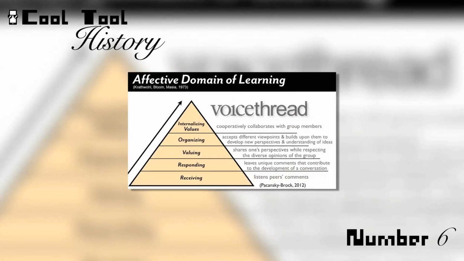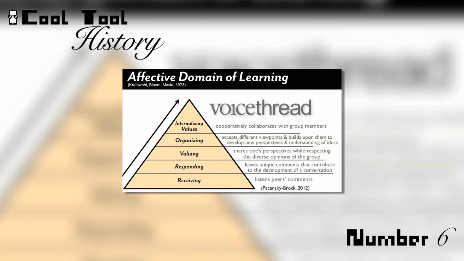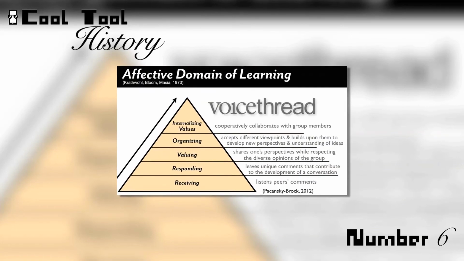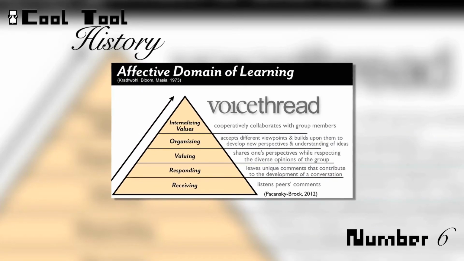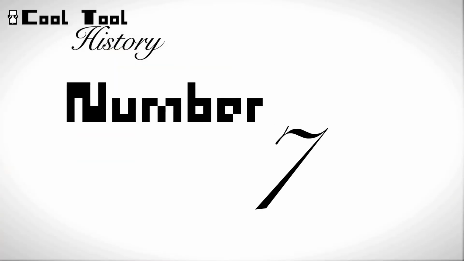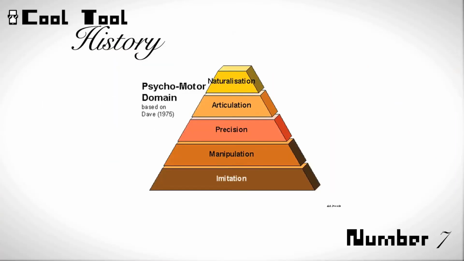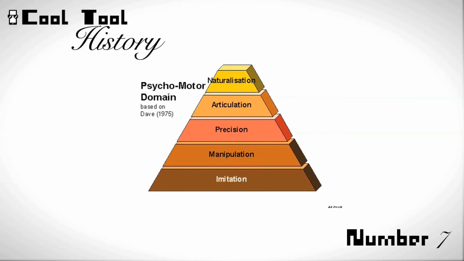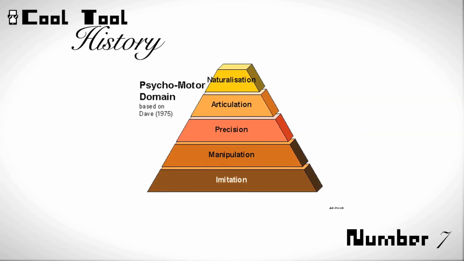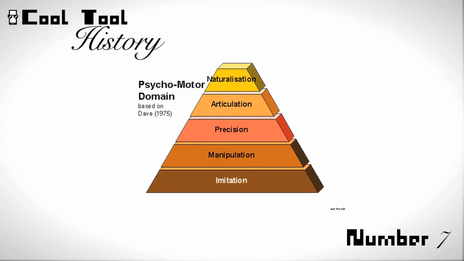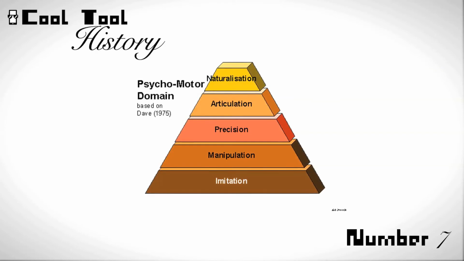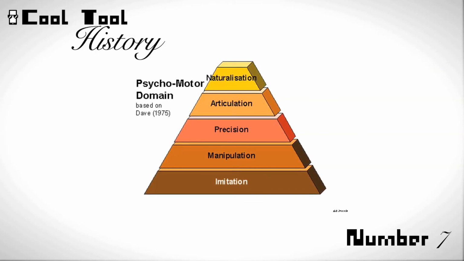Number 6. The affective domain, which revolves around a student's emotional reaction to content, includes skills of receiving, responding, valuing, organizing, and characterizing. Number 7. The skill set of psychomotor domain, which is described as a student's evolution through activity, include perception, set-guided response, mechanism, complex overt response, adaptation, and origination.